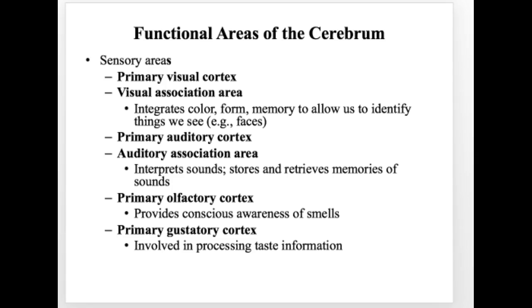Additional sensory areas include the primary visual cortex, the visual association area, which integrates information on color, form, and memory, and allows us to identify things that we see, the primary auditory cortex, the auditory association area, which interprets sounds and stores and retrieves memories of sounds, the primary olfactory cortex, which provides a conscious awareness of smells, and the primary gustatory cortex, which is involved in processing taste information.